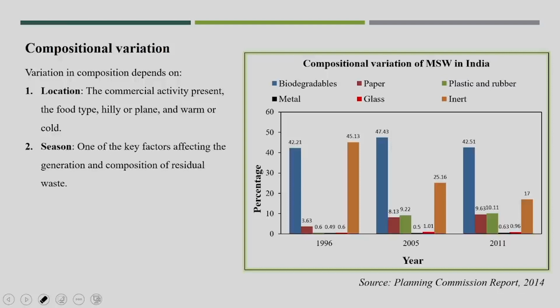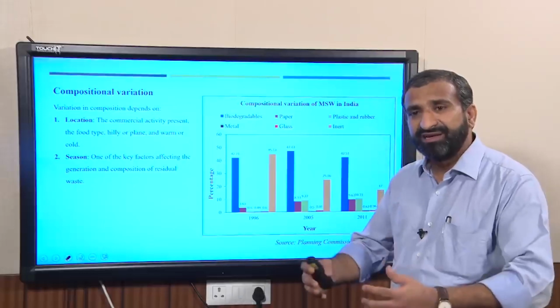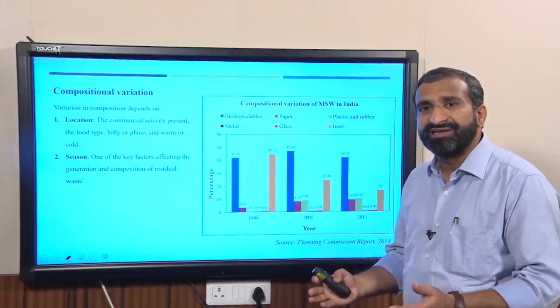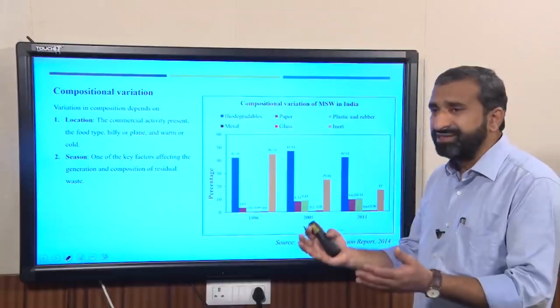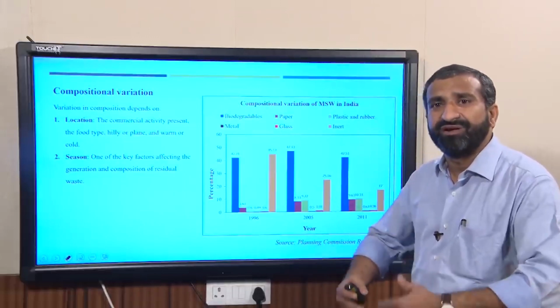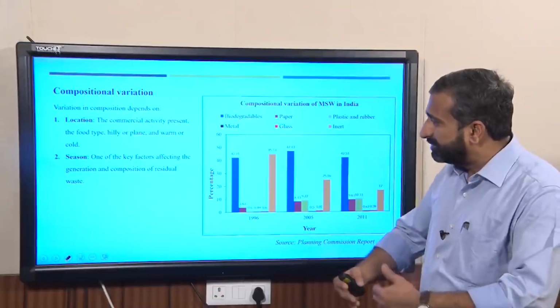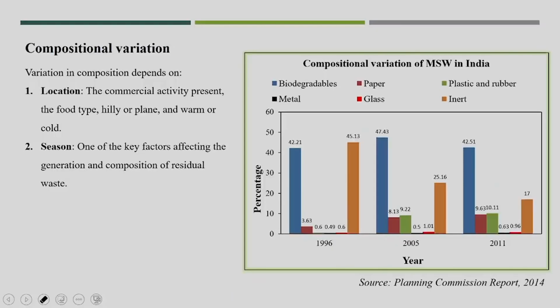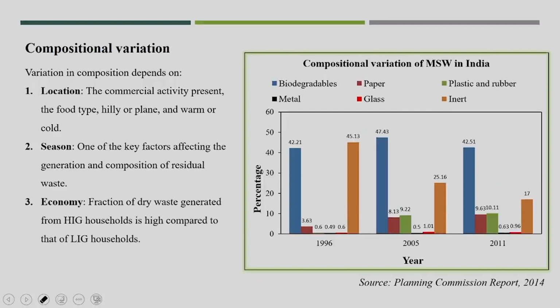And the season. That is why when I talked about sampling, I said the sampling should be in different seasons, because season-wise the availability of commercial materials is different. So the season is also one of the important parameters to know the different composition of the solid waste. Now, another is the economy.